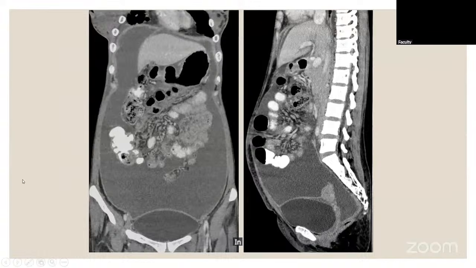In coronal section, centrally placed bowel loops, cecum contracted, thickened IC junction, and a thin membrane. I hope it is seen well. A thin membrane suggestive of early cocoon formation.